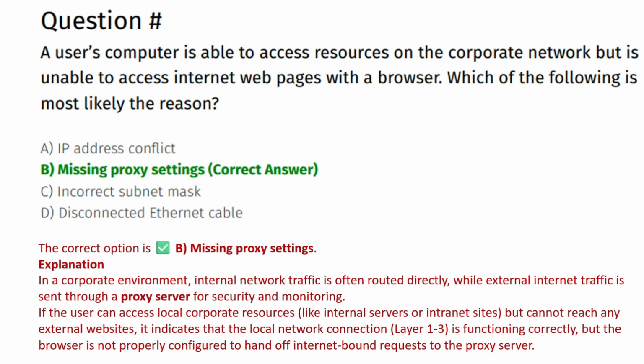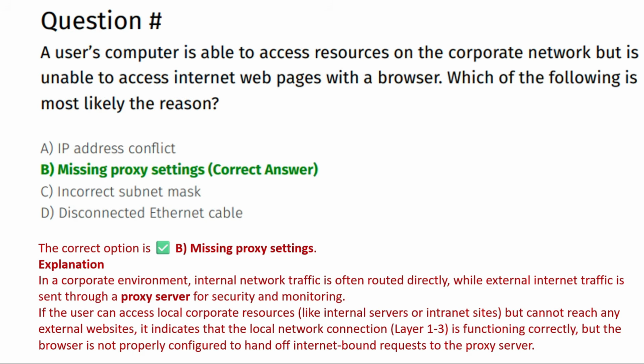In a corporate environment, internal network traffic is often routed directly, while external internet traffic is sent through a proxy server for security and monitoring. If the user can access local corporate resources like internal servers or intranet sites but cannot reach external websites, it indicates that the local network connection, layers 1 to 3, is functioning correctly, but the browser is not properly configured to hand off internet-bound requests to the proxy server. So that's why the correct answer for this question is option B, missing proxy settings.